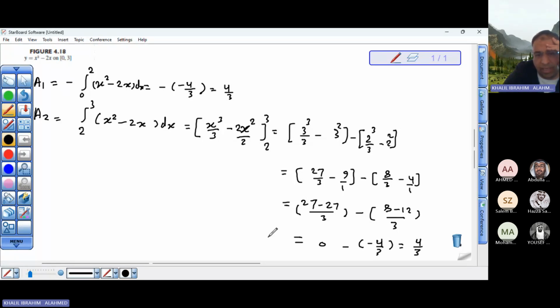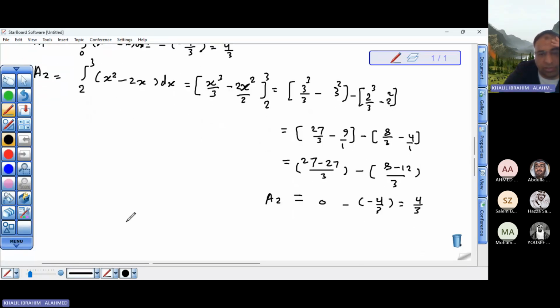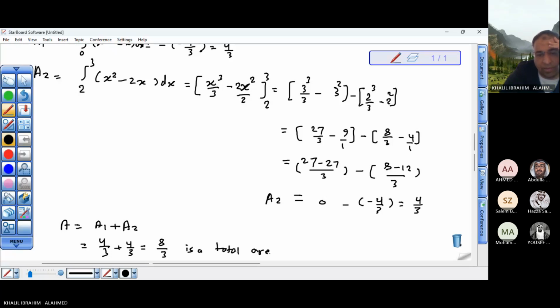We call this A2. Okay, good, excellent. The total area A equals A1 plus A2. Everything is ready: 4 over 3 plus 4 over 3. The final answer is 8 over 3. This is the total area. Okay, did you understand this?